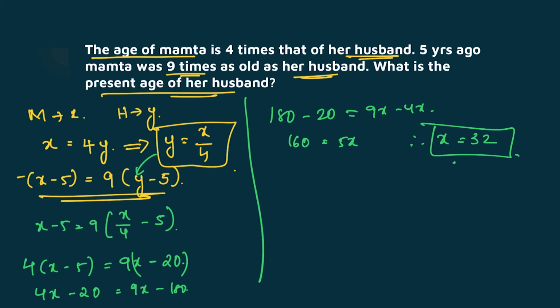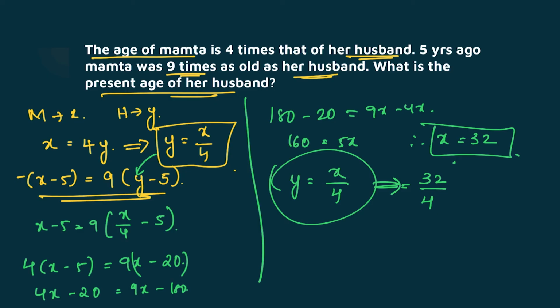So, what do we have to find? The present age of her husband. We know that y is equal to x by 4. Therefore, 32 by 4 is equal to 8. Therefore, the present age of Mamta's husband is 8 years.